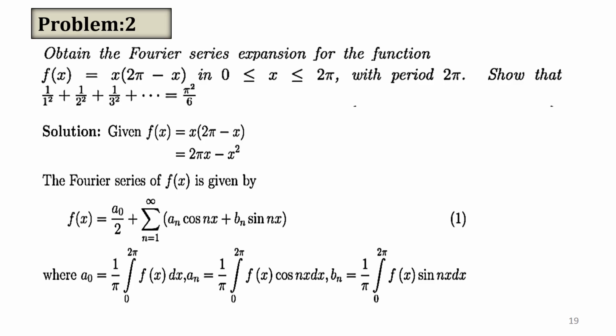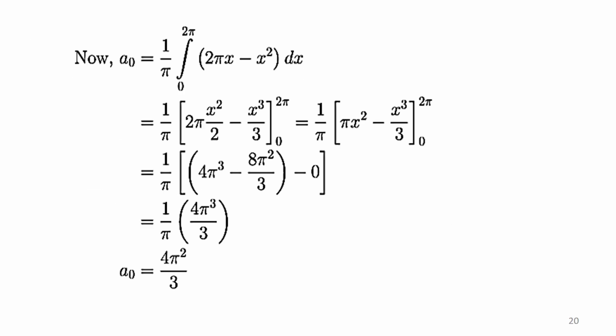a naught, 0 to 2 pi, so the same formula, no changes. First you have to find the value of a naught, then you have to find the value of a n. 1 by pi, integral from 0 to 2 pi of 2 pi x minus x square into dx, then integrate it, substitute the values, you will get 4 pi square.